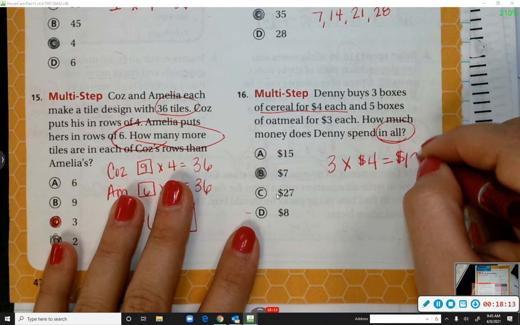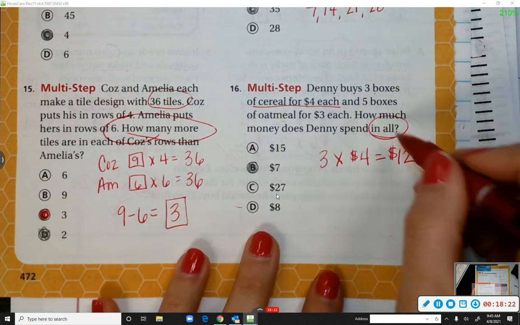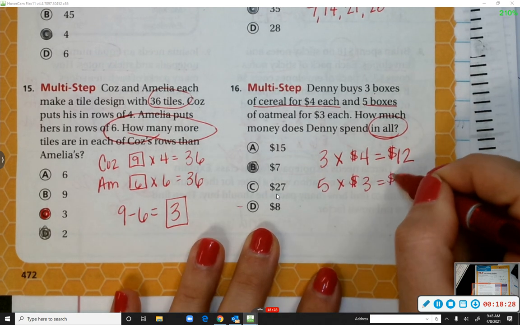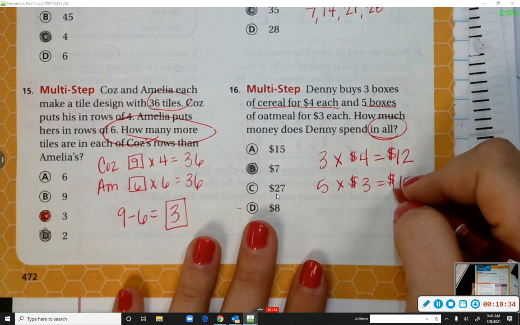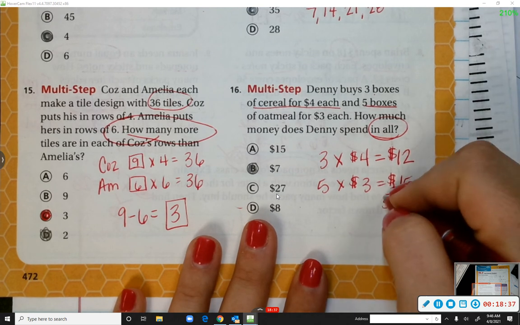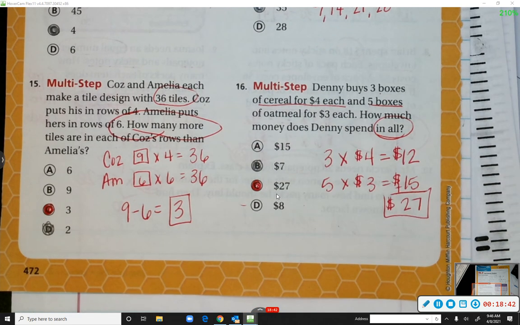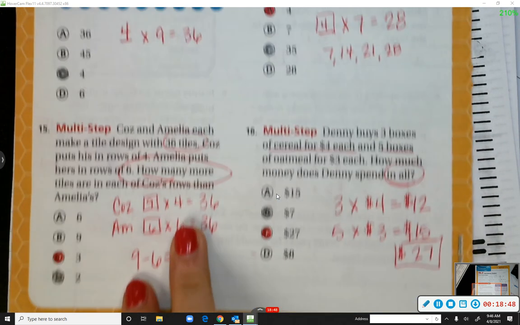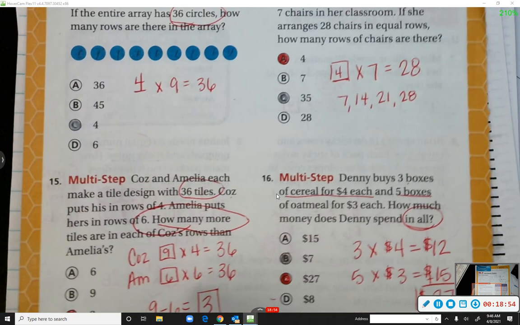12. Okay? Now for oatmeal, what do we do to figure out how much he spent on oatmeal? 5 times 3. There you go. So 5 boxes times $3 each. Good. $15. Okay? Now we need to add how much he spent on the cereal and oatmeal. Good. 27 would be C. Okay, so don't guess. It looks like she just guessed on both of these because there's no work shown. Take your time and use the keywords, doing one step at a time, okay?